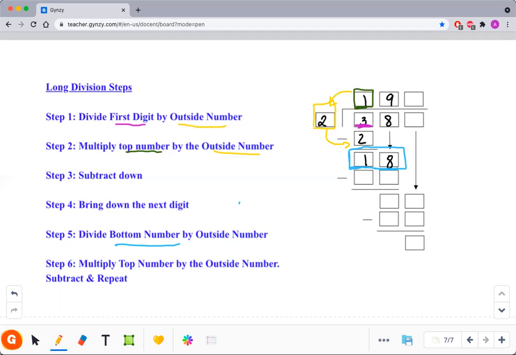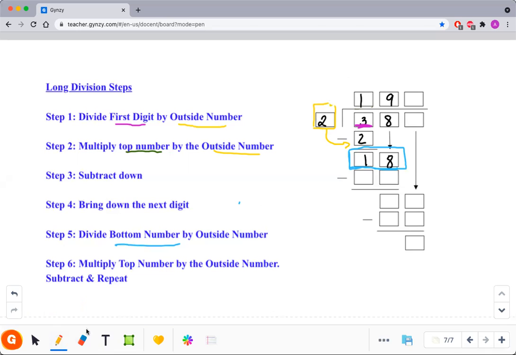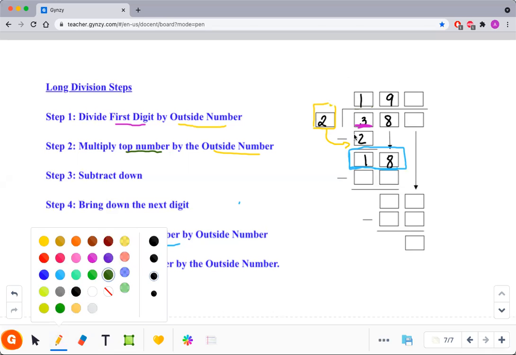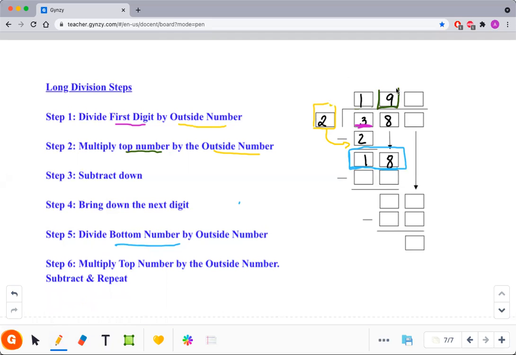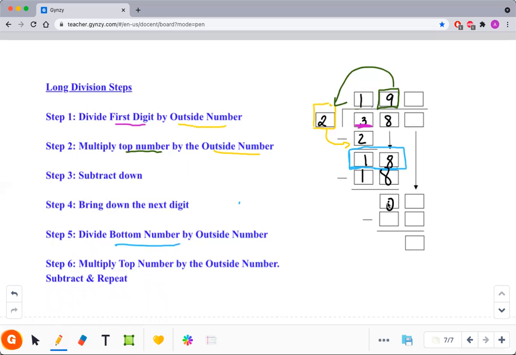And then we multiply the top number by the outside number. So this is our next top number. And if we want to erase and just kind of keep things a little bit clear for the student, you can. So we could do this. Usually they kind of already have a knack at this point. So then 9 times 2 is 18. And then we subtract down and get 0. And I always make them do that because I want to show them now they know to stop.